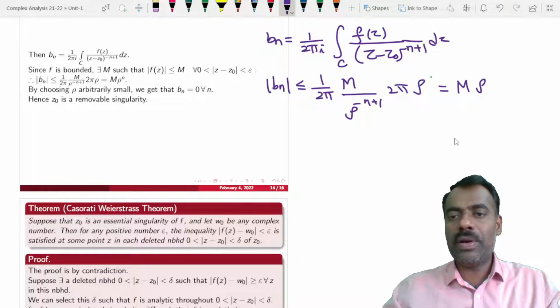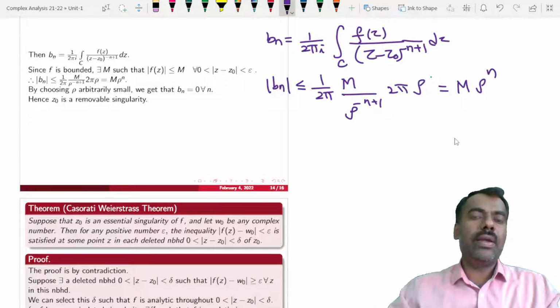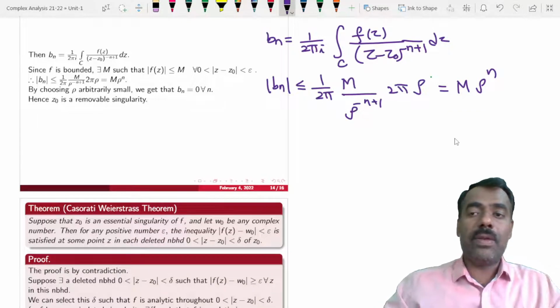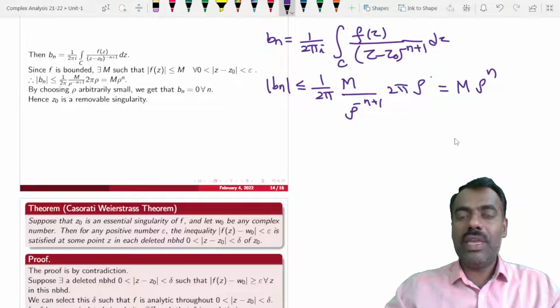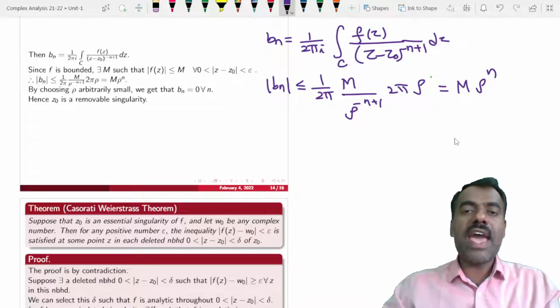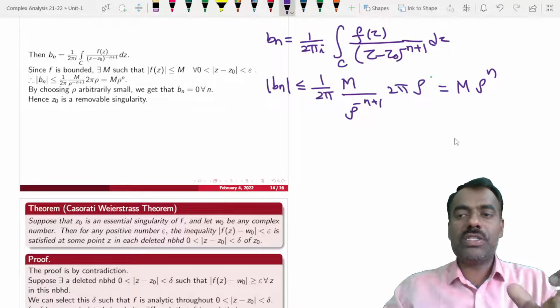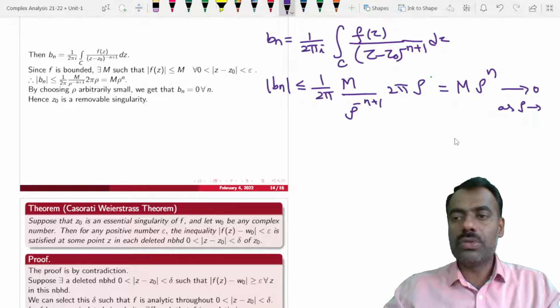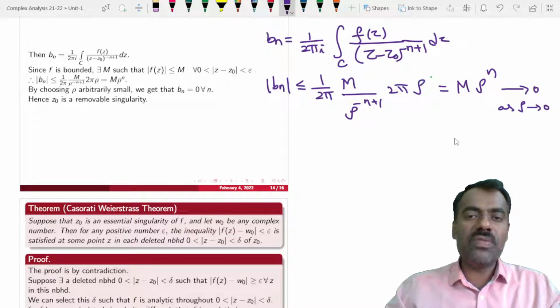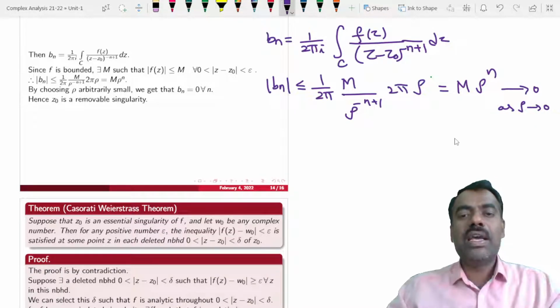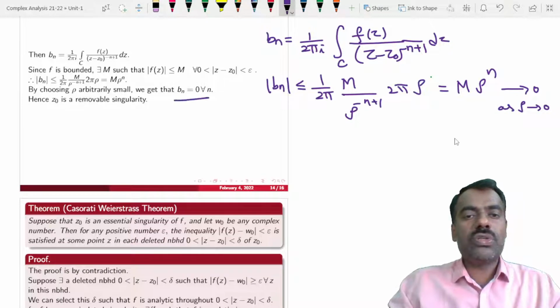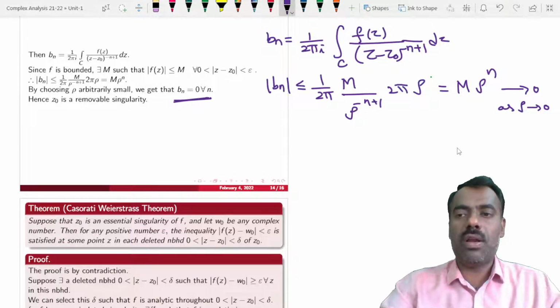M into rho power this minus n, if it comes to numerator, it will become rho into m into rho power n, right? Now remember, on this right hand side we can have rho as small as possible, which is close to 0, so this tends to 0 as rho tends to 0. Therefore, all these coefficients on the left hand side should be equal to 0. So that shows that Bn equals 0 for all n.